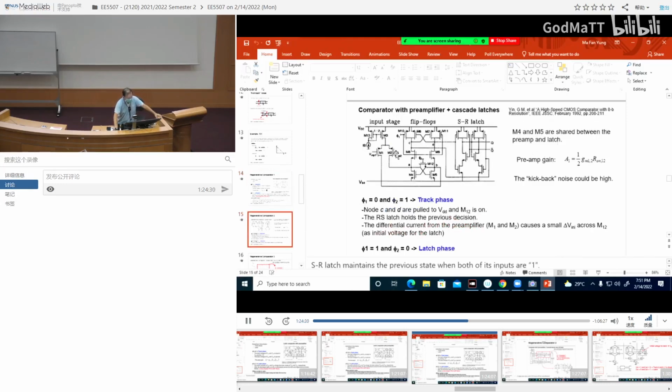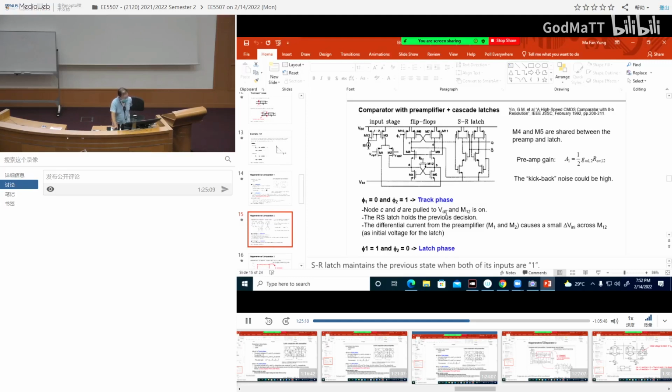Whereas this guy, during the track phase, when these two are pulled high, this latch will hold the previous output. Okay? Alright? Until the new output comes in. So automatically it will hold. Okay, that means if you have a change, the output will change, and then during the next track phase, this will not change. It will hold until the next latch phase. Then it will update. Okay, so this is the reason why you have an RS latch, to hold the previous decision.